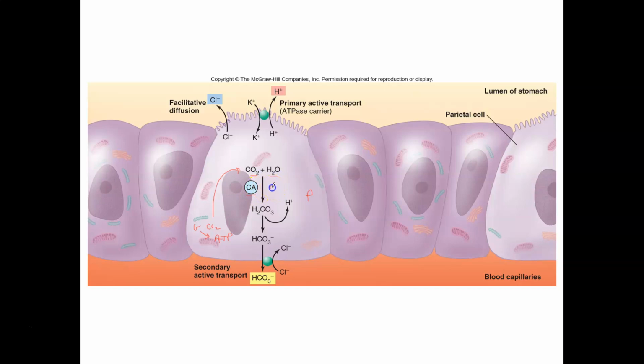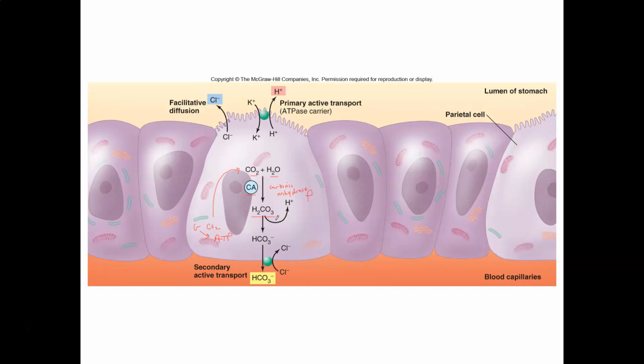So this is carbonic anhydrase. Carbonic anhydrase is the name of the enzyme that is going to catalyze this reaction. It ends in ASE, so we know it's an enzyme. And so we generate carbonic acid, H2CO3.